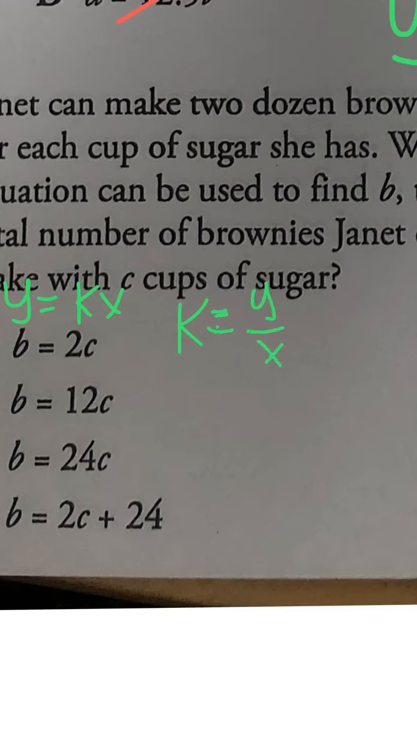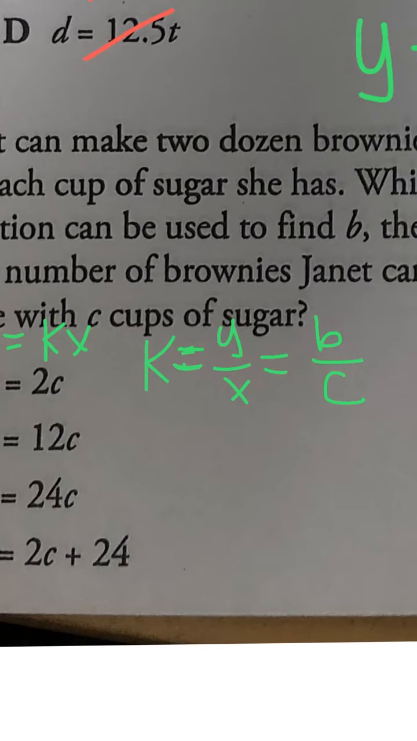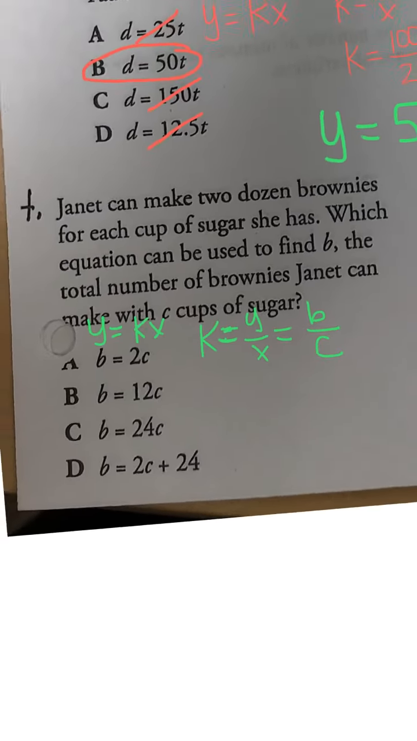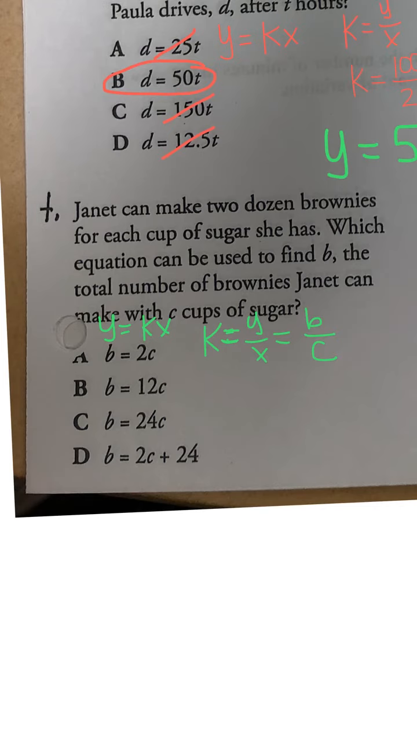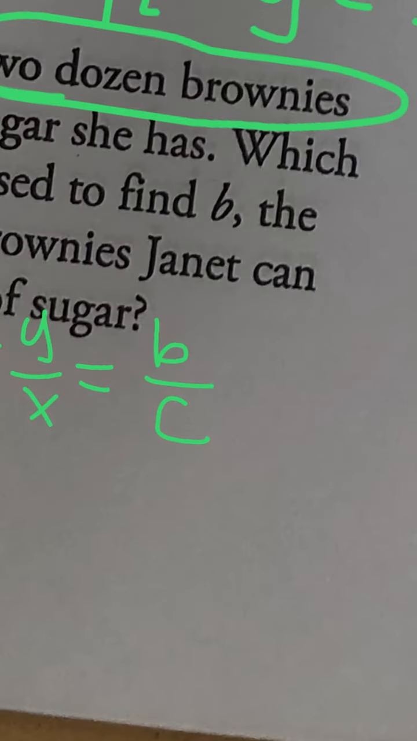But in this case, y's are my b's and x's are my c's. So if we take a look at the problem, we need to find what's our b. Our b is the number of total brownies. How many brownies can she make? She can make 2 dozens. A dozen is 12, so that means 2 dozens has to be 2 times 12. So 2 times 12 is 24.